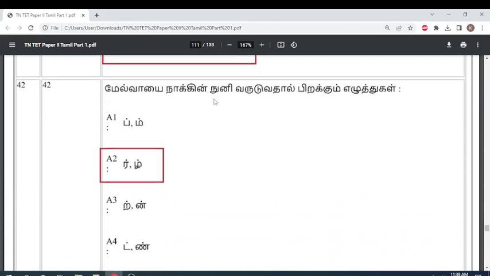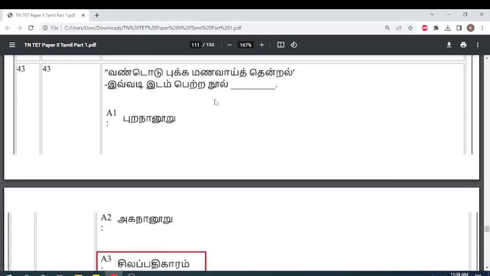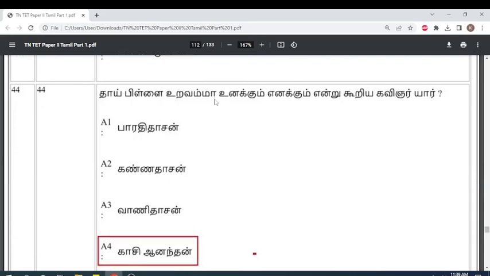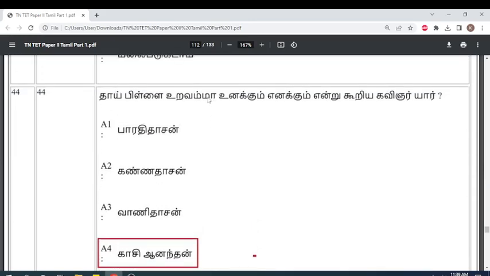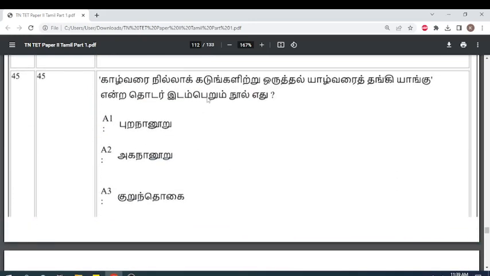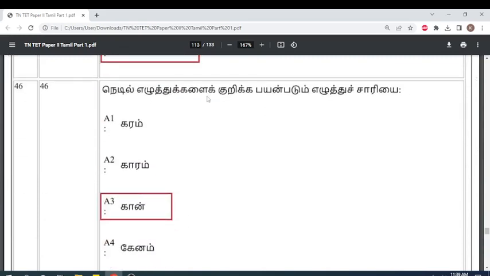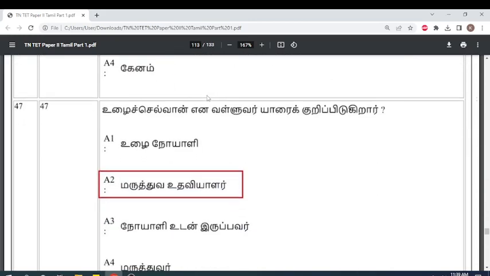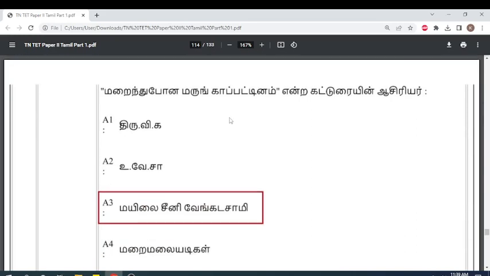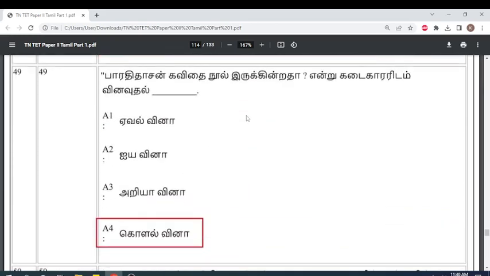42 question or answer A2. 43 question or answer A3. 44 question or answer A4. 45 question or answer A4. 46 question or answer A3. 47 question or answer A2. 48 question or answer A3. 49 question or answer A4.